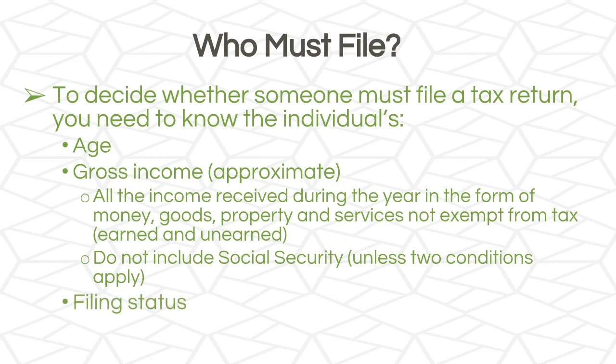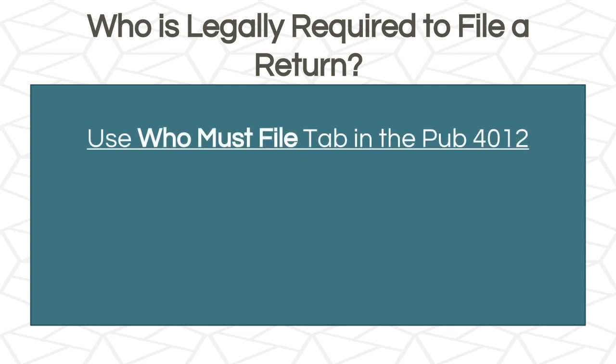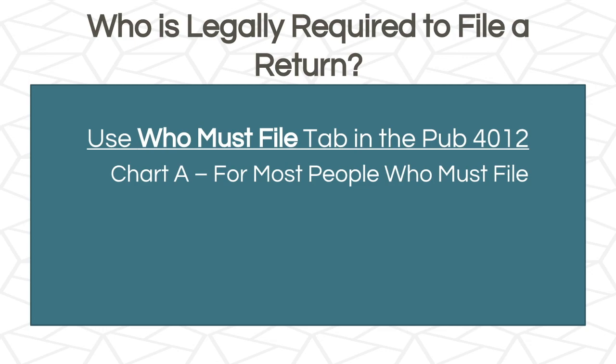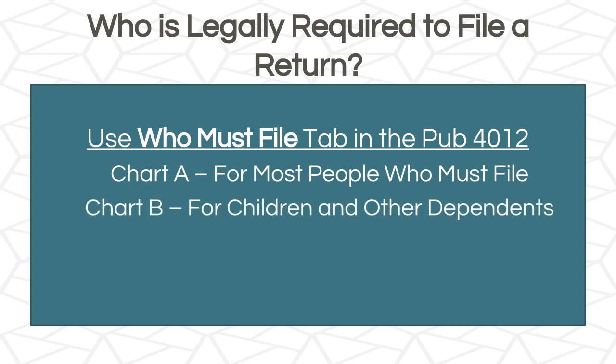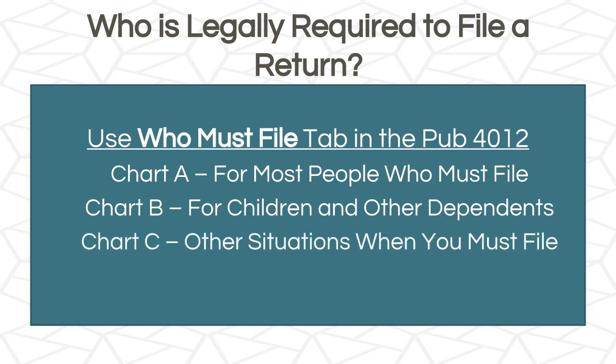And then it's also going to be based on an individual's filing status. So we have to use the Pub 4012 to determine if someone is legally required to file a return. And Chart A is going to be for most people. Chart B is for children and other dependents. Chart C includes unique situations when someone must file even if their gross income is not over the threshold. And then Chart D, who should file. So who do we recommend should file because they're going to get a refund?